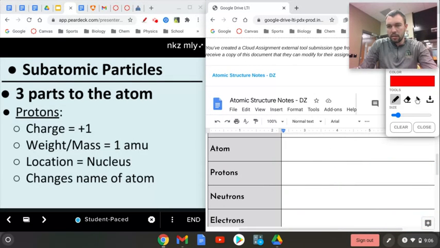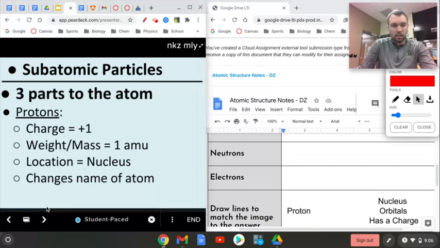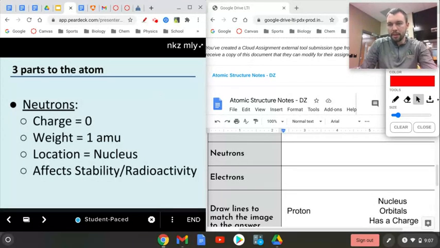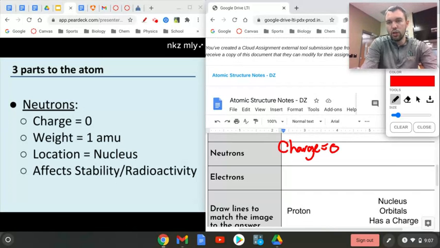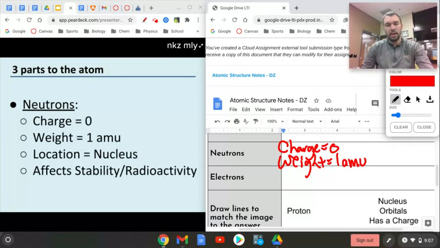Let me scroll down a little bit here. Now let's go to neutrons. Neutron, three properties. Charge is 0. Sometimes we'll say it's neutral. Kind of like in a car, if you put a car in neutral, it doesn't move forward or backwards. It just stays there. The weight or the mass is 1 AMU, same as the proton. So it's basically the same size as a proton and has the same weight.